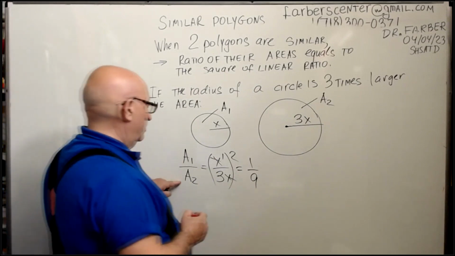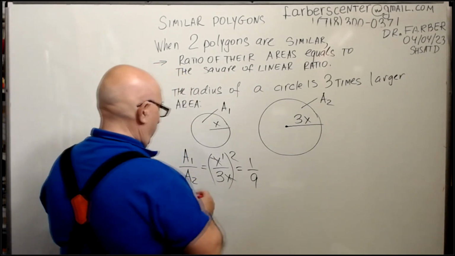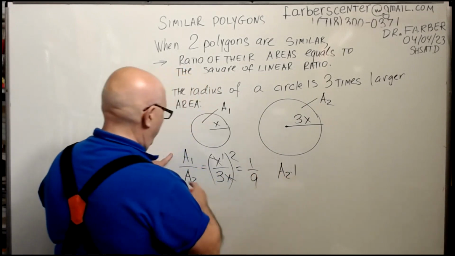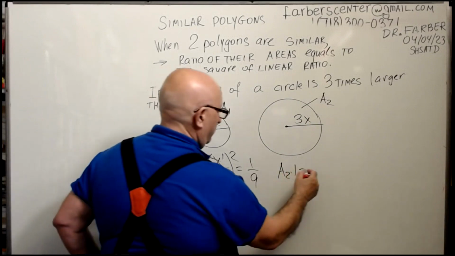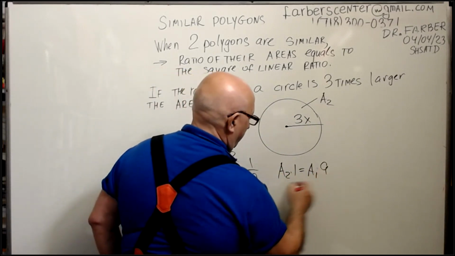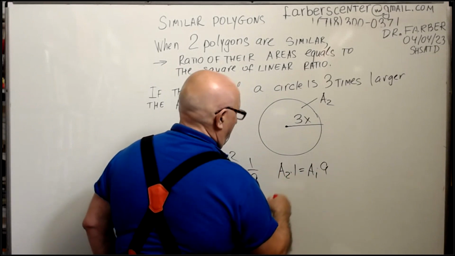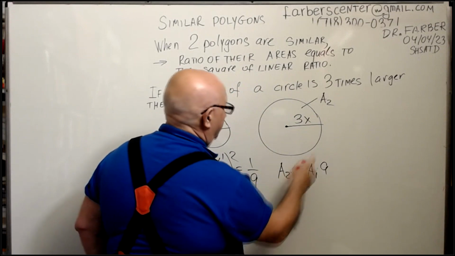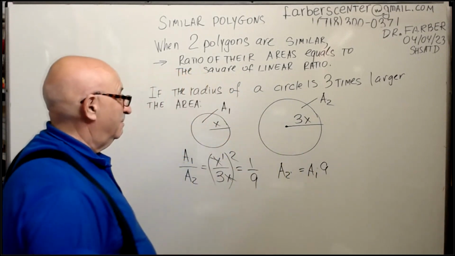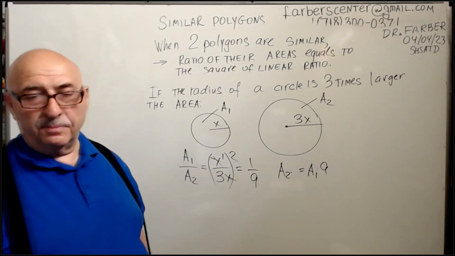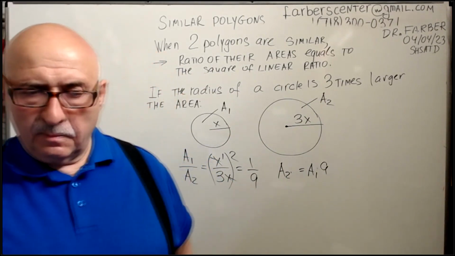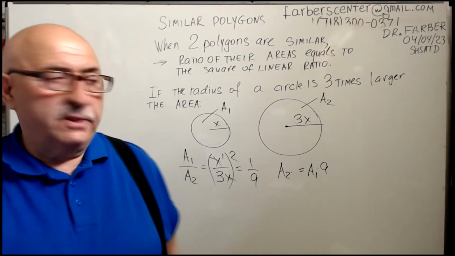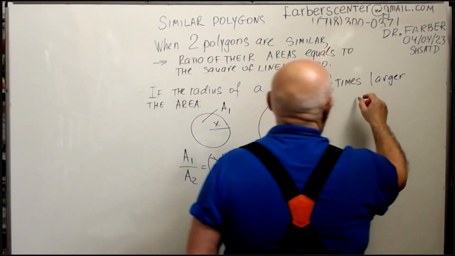So area 2 times 1 equals area 1 times 9. Or you can say, nobody uses 1 here, area 2 becomes 9 times bigger than this one because of this formula. In one line. You can do it another way, the second way. Look at this, the second way.